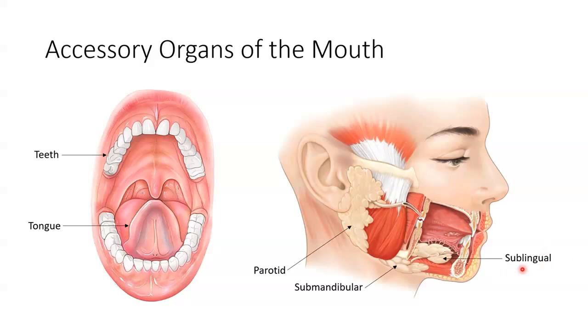We then have the sublingual gland. This sits underneath the tongue and secretes saliva into the floor of the mouth. And we have the submandibular, so if your mandible is this bone here, your submandibular gland, which is also found on the floor of the mouth, also secretes saliva just under the tongue.